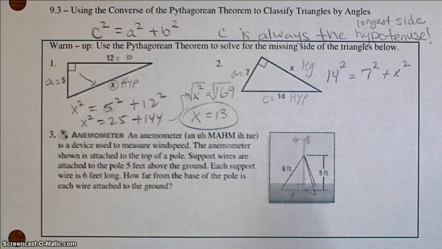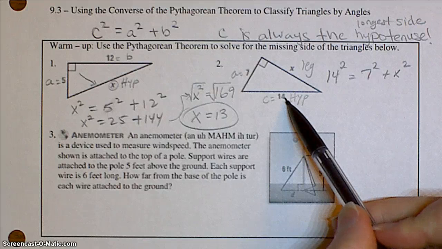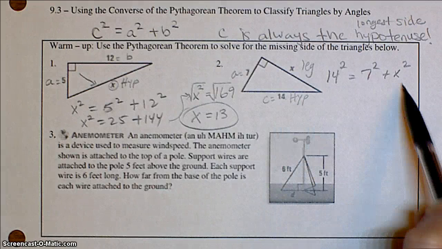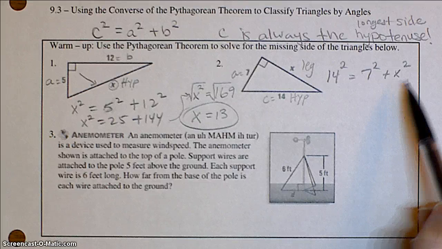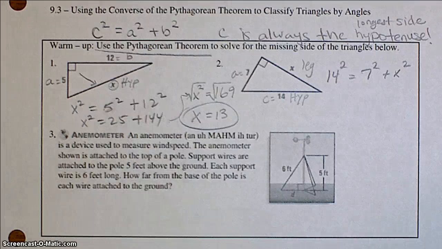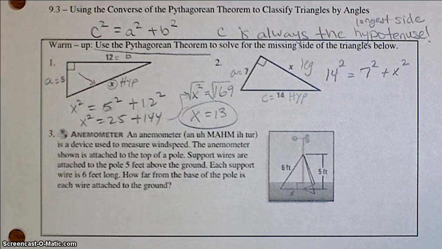Okay? And we know it should be less than 14 because this is going to be the longest side. So if you get anything bigger than 14, you automatically know something went wrong. So again, this is just using the Pythagorean theorem if you already know that a triangle is right.